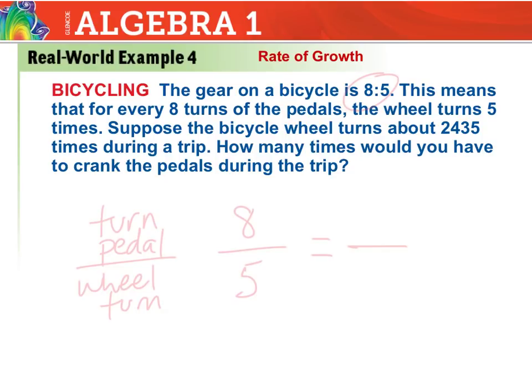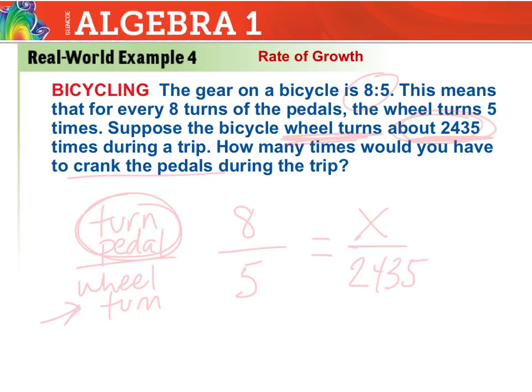We're going to answer the question of how many times would you have to crank the pedals. So in other words, how many times would you have to turn the pedals? I don't know. That's what we're going to find out. This 2,435 is how many times the bike wheel turns. So this number is a wheel turn, so it has to go in the denominator. The hardest part of these word problems, and this is really what we're going to get when we think of proportional equations, is setting it up.